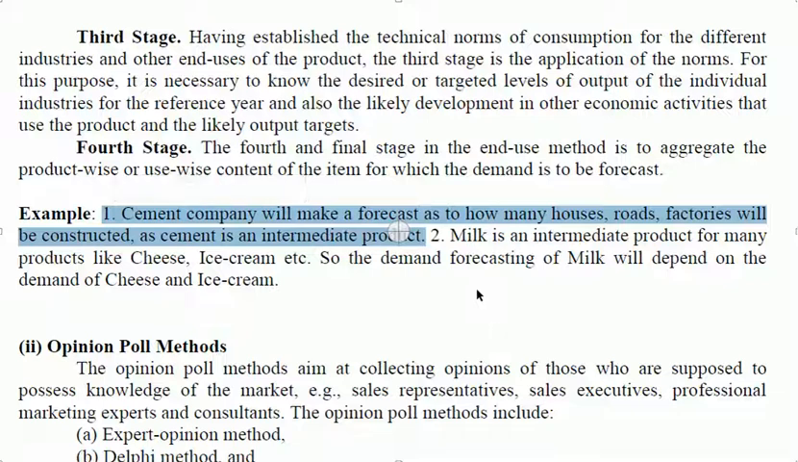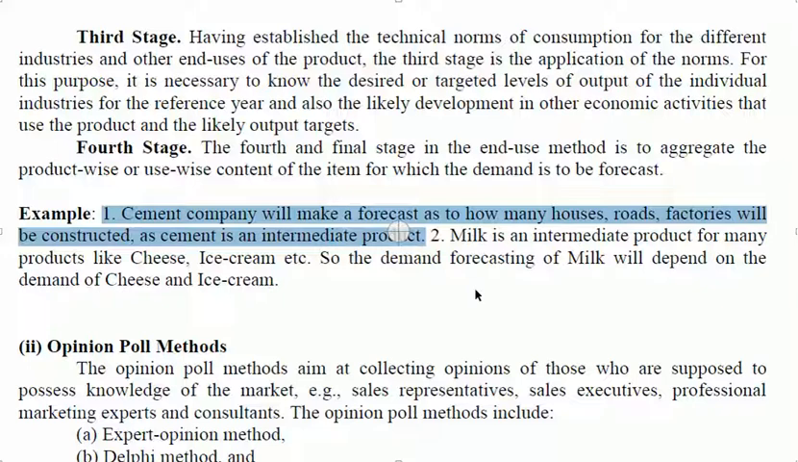There are examples which are very self-explanatory. The first one is, suppose you are a cement manufacturing company. You are not directly giving it to the consumers, because your cement is going to be used to manufacture roads, houses, factories, schools. So what is the demand of houses in the near future, that you will be finding out. Depending upon the demand of houses, you will be producing your cement.